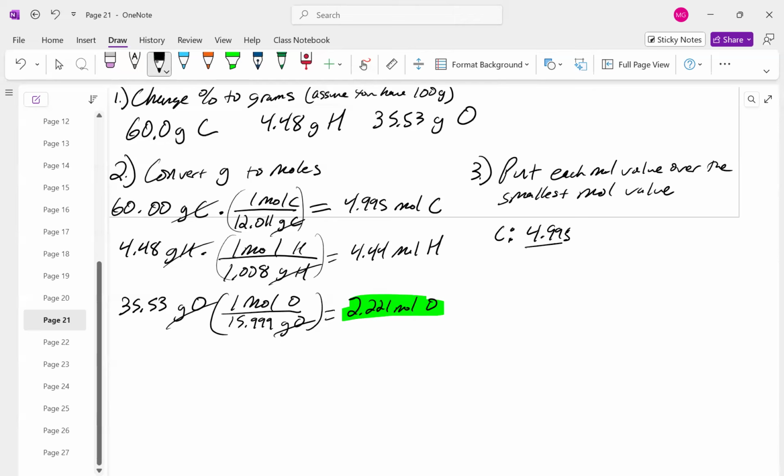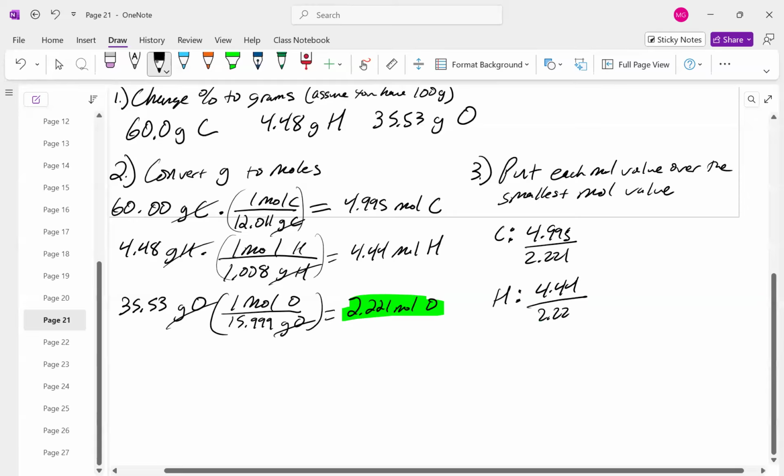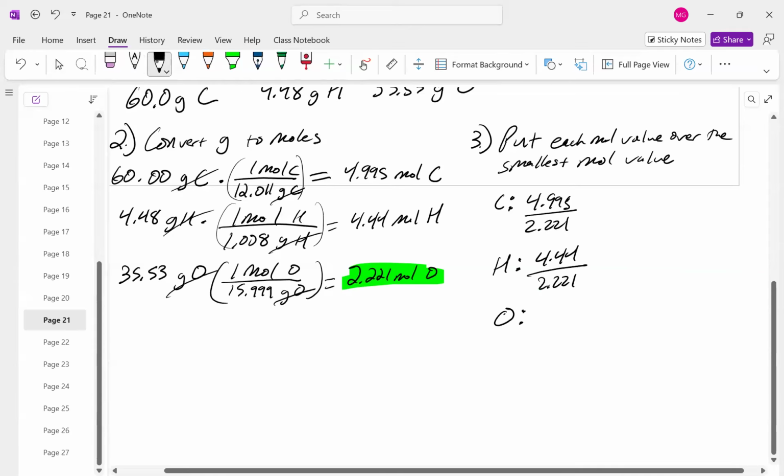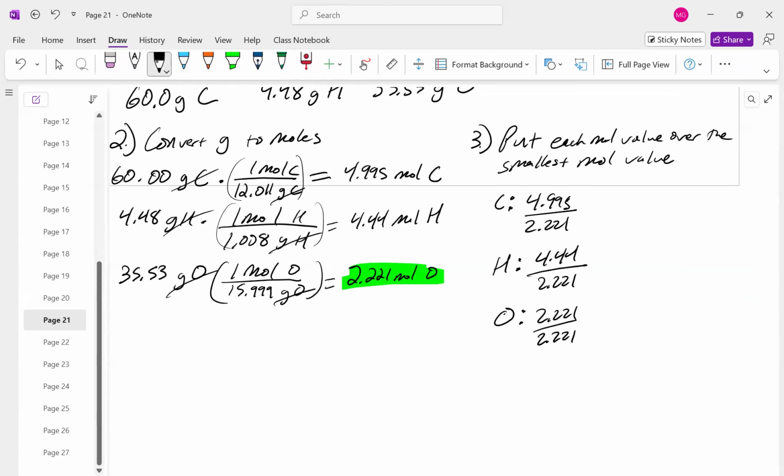4.995 over 2.221. I don't care about units with this. I'm just looking at a ratio. And for hydrogen, that's 4.44 over 2.221. And for oxygen, it's the same thing over each other. And I'm going to calculate these. So I get 2.25, 2, and 1.